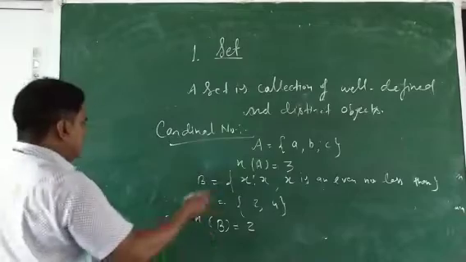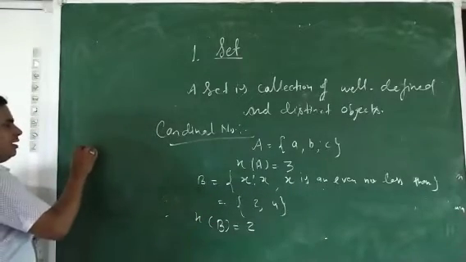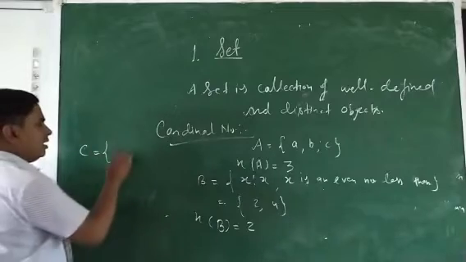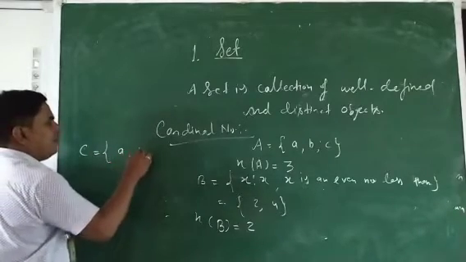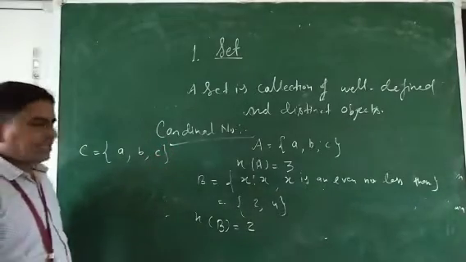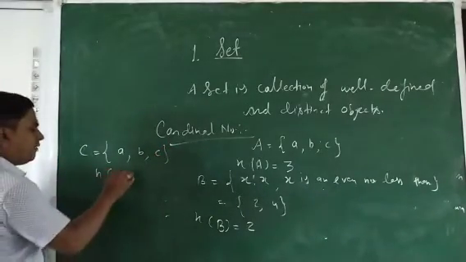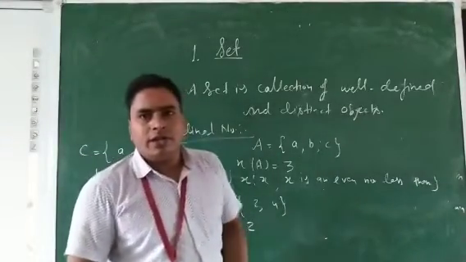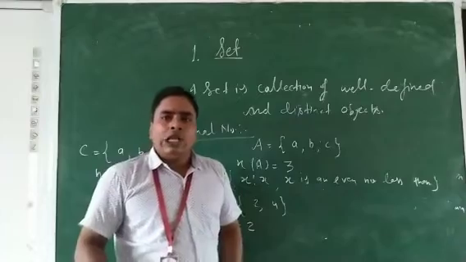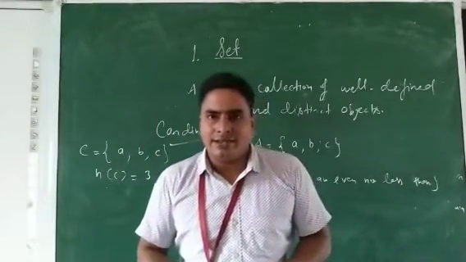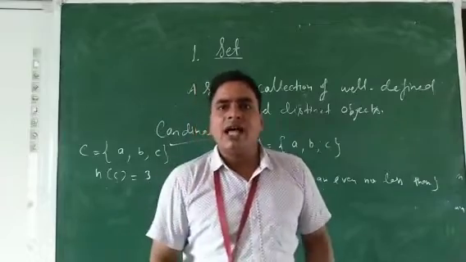Clear? Some more examples. You can take a set C, a set of letters, here written a, b and c. So the cardinal number n(C) is equal to 3. Clear? What is the cardinal number? The cardinal number of a set represents the number of elements in the set.